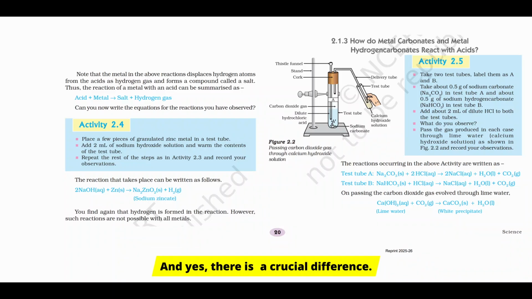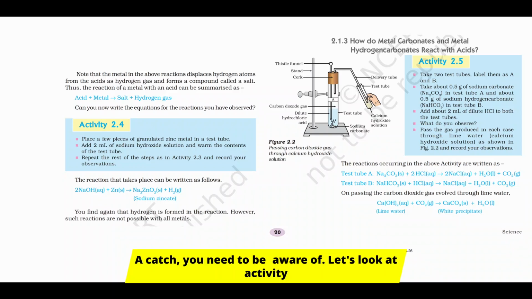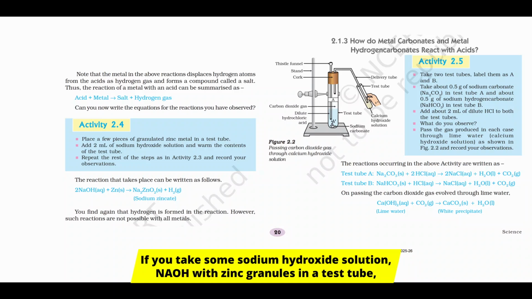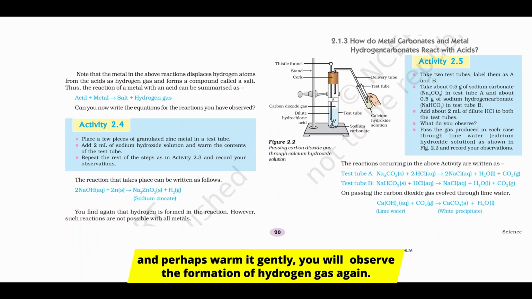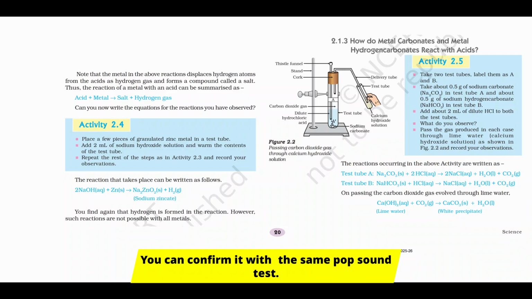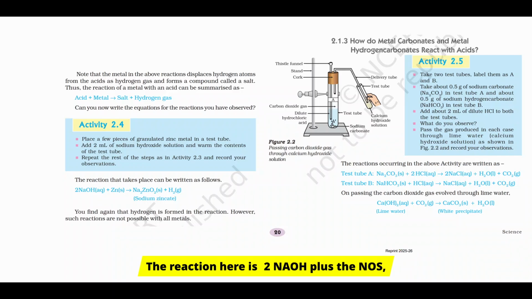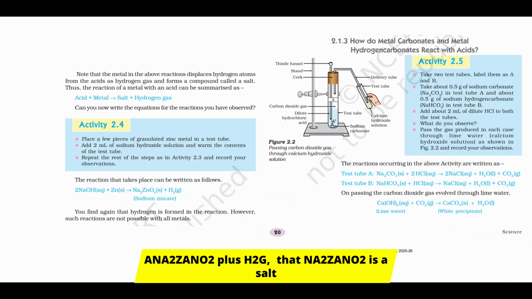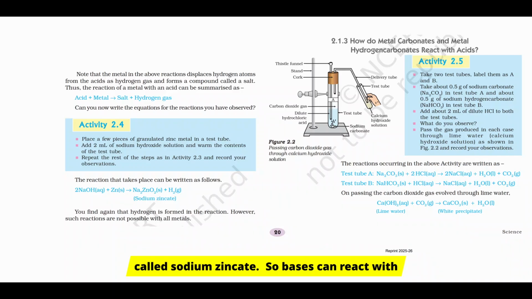That's a very perceptive question. And yes, there is a crucial difference, a catch, you need to be aware of. Let's look at activity 2.4, reacting sodium hydroxide, a strong base, with zinc. If you take some sodium hydroxide solution, NaOH, with zinc granules in a test tube, and perhaps warm it gently, you will observe the formation of hydrogen gas again. You can confirm it with the same pop sound test. The reaction here is 2NaOH plus Zn gives Na2ZnO2(s) plus H2(g). That Na2ZnO2 is a salt called sodium zincate.